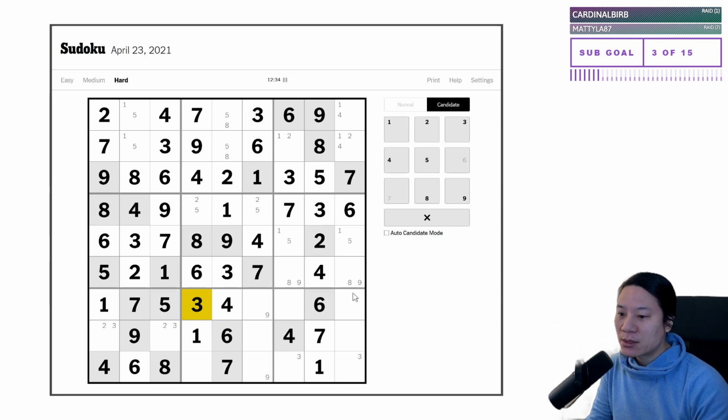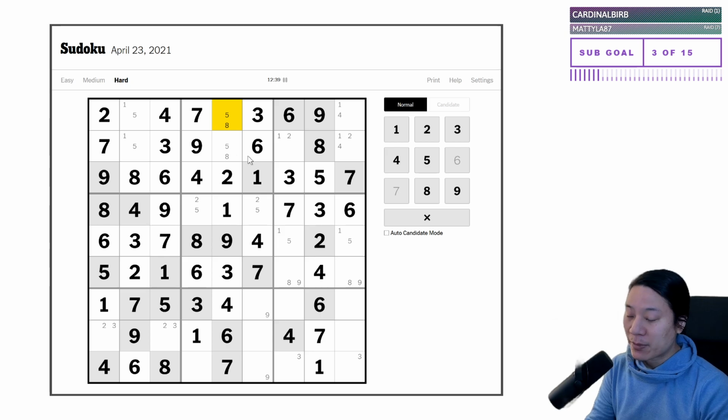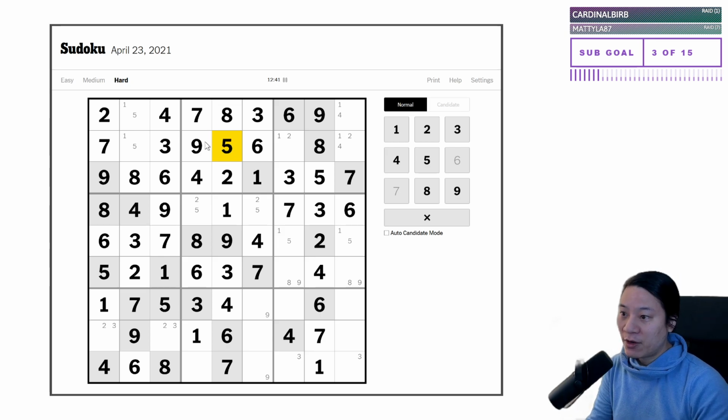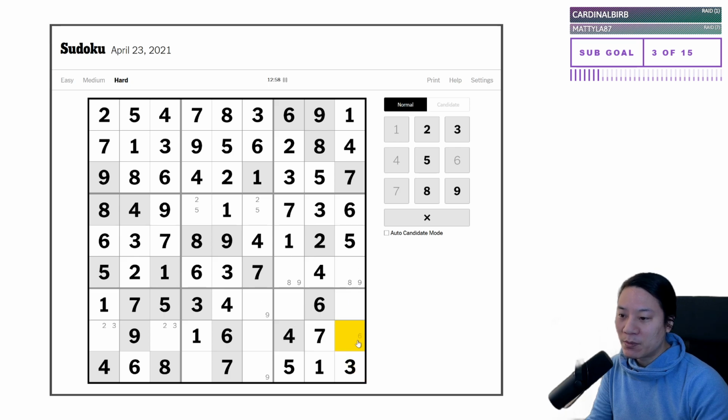5, 6. 6s are done. Let's look at the 8s. Oh yeah, there's an 8 up here and a 5 over there. That unlocks the 1, and unlocks the 1 over there, and the 2 and the 4. And the 1 unlocks the 1 and the 5, which unlocks the 5 and the 3, which doesn't unlock any 5s or 3s. But what are these?